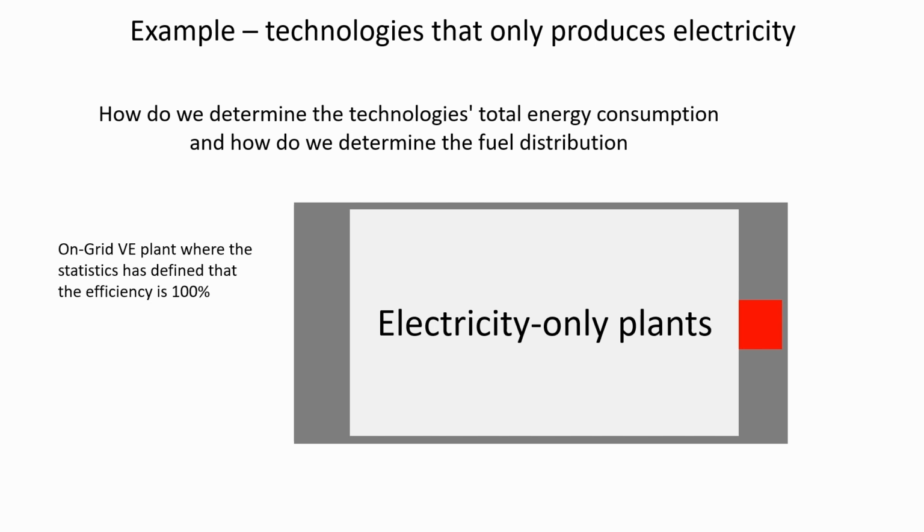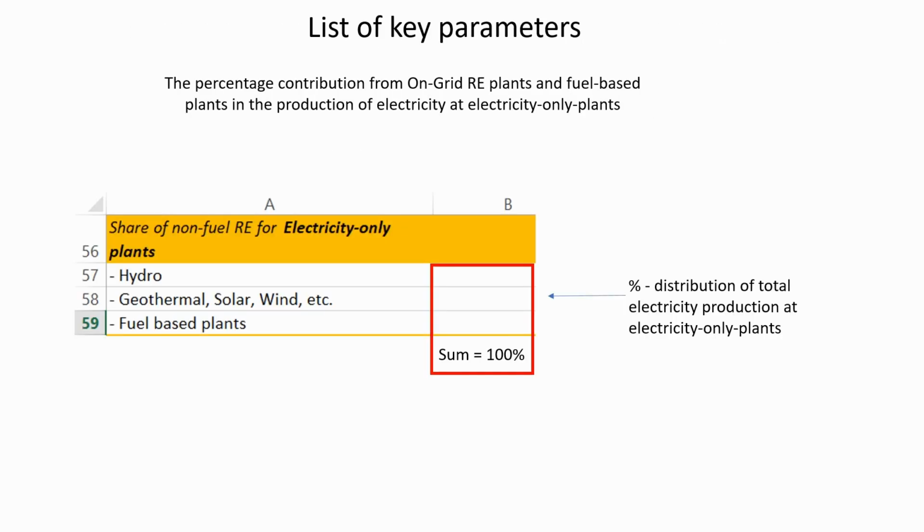and now we have to select key parameters that define how much of the total electricity production on these plants is based on solar, wind, and hydro. As a key parameter, we have here production on solar, wind, and hydropower. In the Excel sheet here, we define how much of the total production on these electricity-only plants will come from hydro, how much will come from solar, geothermal, and wind, and how much will be based on fuels.